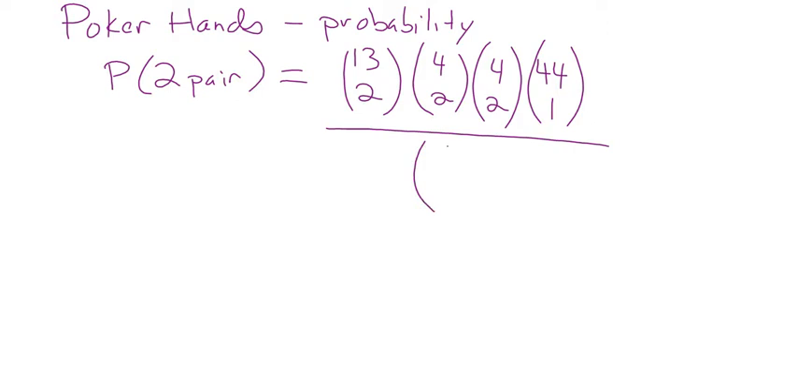How many cards are there? How many are we choosing? 5. There you go. So in this case, that sort of breaks the rule, but you said that the top number should have to. So the 13 choose 2 isn't choosing cards. That's choosing which ranks, right?